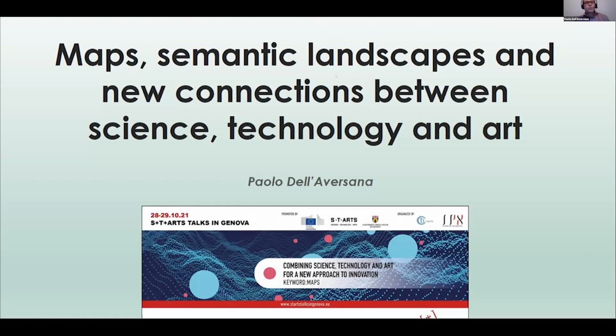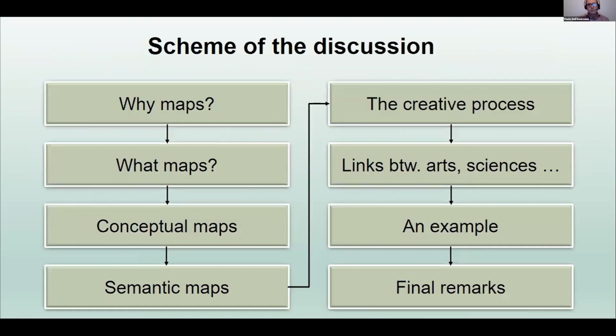So today I'm going to talk about maps, semantic landscapes, and new connections between science, technology, and art. In this second slide, I show you the outline of my talk. I will start by motivating why maps are so important for human cognition, and I will explain then what type of maps we use, starting from very standard maps, so geological maps, and moving through more complex types of maps, such as conceptual maps, semantic maps.